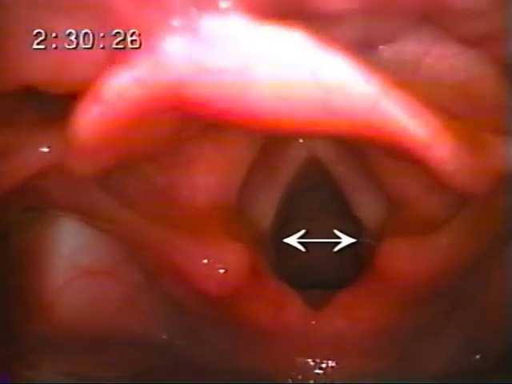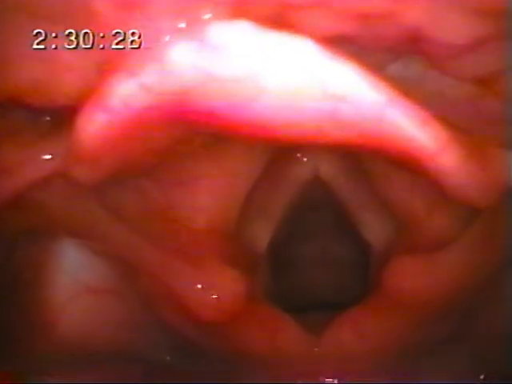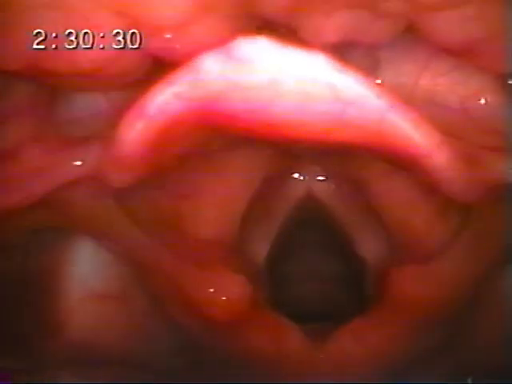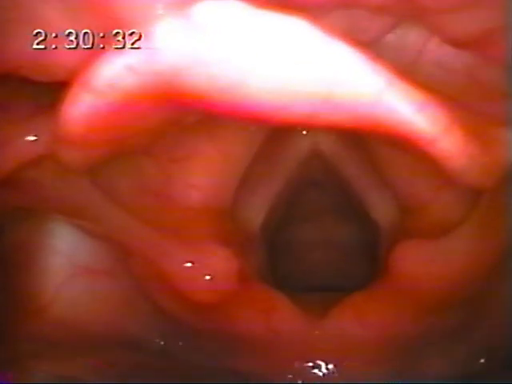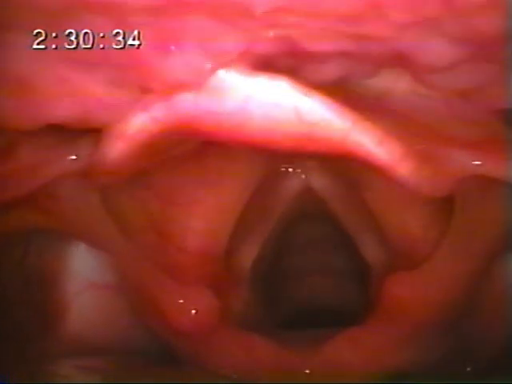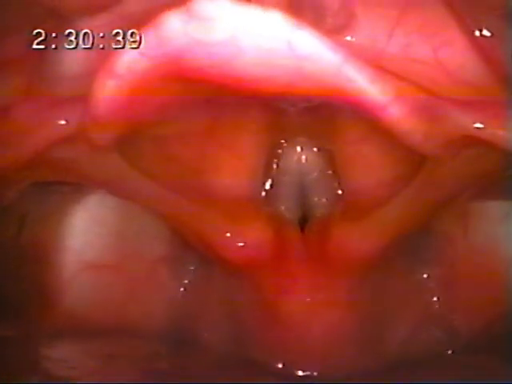Here's the vocal opening in a living person, seen from above. In quiet breathing, the opening is diamond-shaped. When we breathe deeply, it widens to a triangle. When we speak or sing, it narrows to a slit. When we hold our breath, it closes completely.